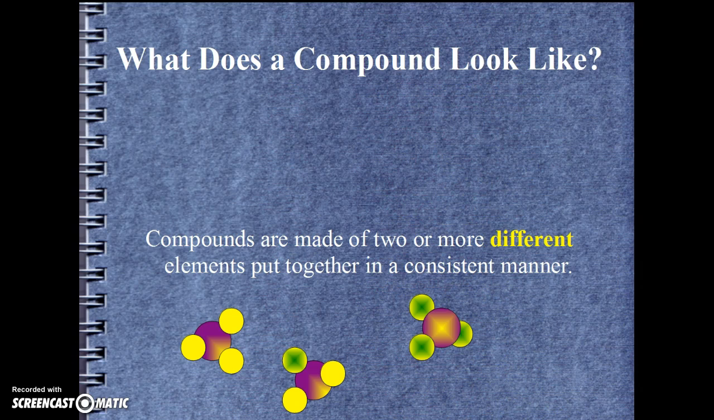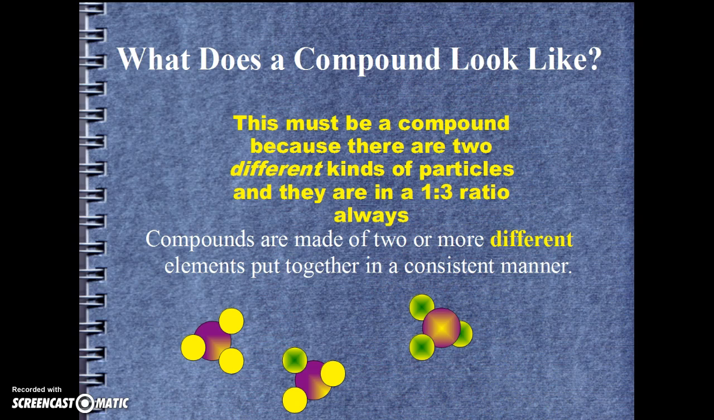Now, what does a compound look like? So far, we've been looking at pure elements. Compounds would be made of two or more different elements put together in a consistent manner. We say with a definite proportion. So in this case, we have three little atoms bonded to one big purple atom, and we have three of these smallest particles of a compound. It has to be a compound because we have more than one kind of element, and they're always in the same 1:3 ratio.